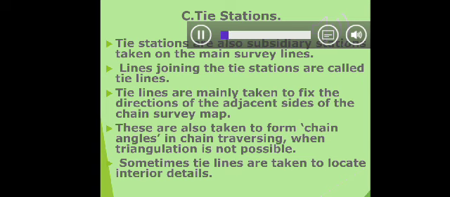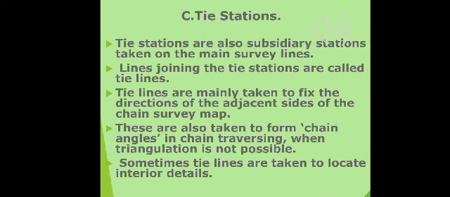Any point selected on the main survey line where it is necessary to run the auxiliary lines to locate the interior details such as fences, hedges, buildings, etc., when they are at some distance from the main survey line, are known as subsidiary or tie stations. The lines joining such stations are known as tie lines or subsidiary lines. These stations are also subsidiary stations taken on the main survey line.